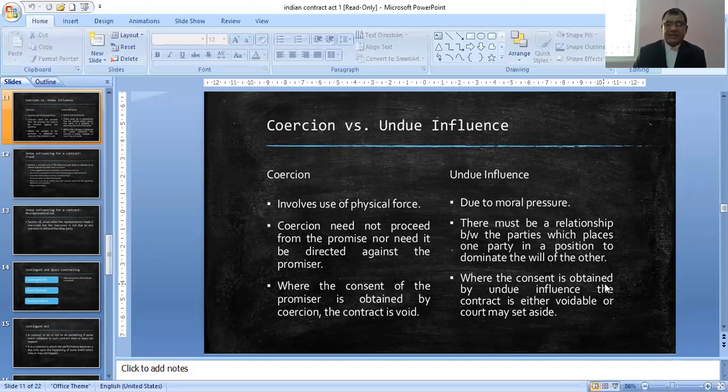The third comparison: where the consent of the promisor is obtained by coercion, the contract is void. Where the consent is obtained by undue influence, the contract is either voidable or the court may set it aside. This is void ab initio, but this is voidable.